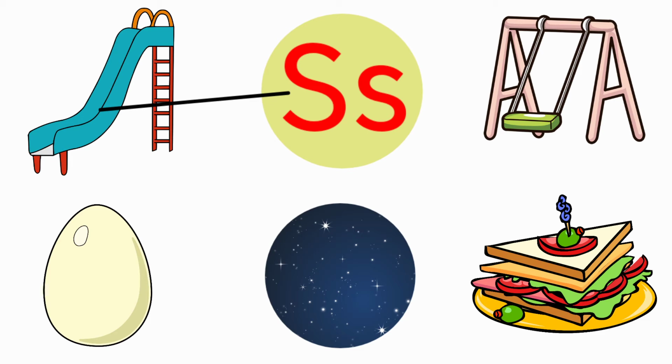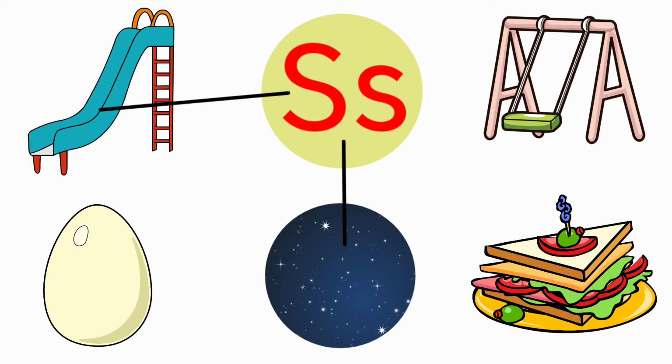Next one, star. Star. The beginning sound of the picture star is S. And the sound of the letter S is S. The beginning sound of the picture star and the sound of the letter S are S. Both are same sounds. So we are going to draw a line from letter S to star.